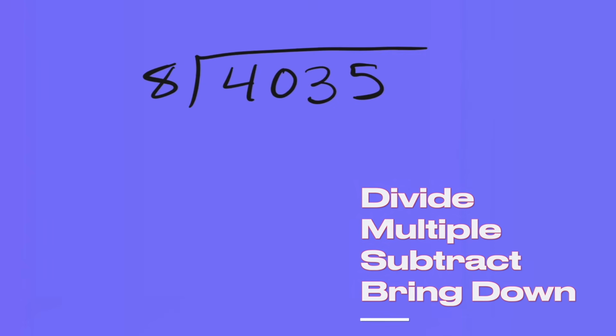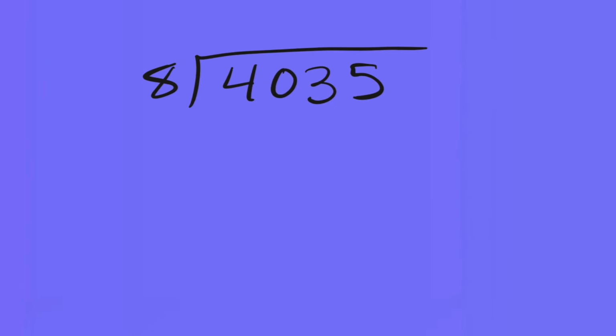Okay, let's jump on to the next one. All right, let's do 4,035 divided by 8. 8 doesn't hop into 4, but 8 will hop into 40. 8 hops into 40 5 times. Make sure you write that 5 above this 0 because we used the whole 40 here. 5 times 8 is 40. Subtract 0. 40 minus 40 is 0.